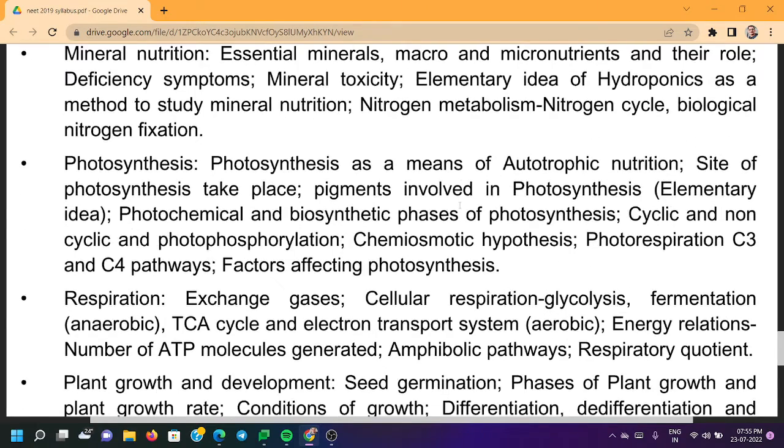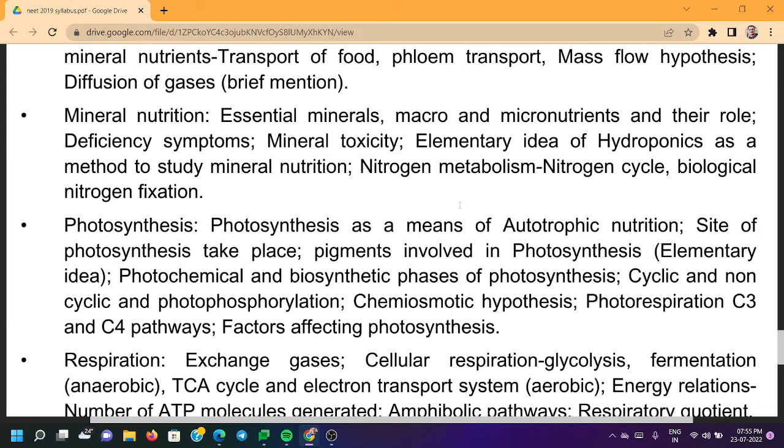Mineral nutrition: essential minerals, macro and micronutrients and their role, deficiency symptoms, mineral toxicity, elementary idea of hydroponics as a method to study mineral nutrition, nitrogen metabolism, nitrogen cycle, biological nitrogen fixation.